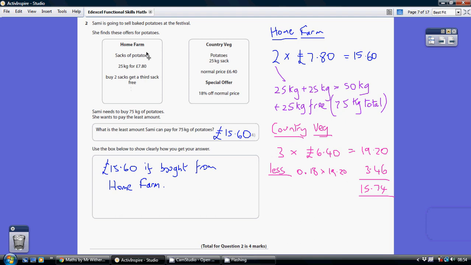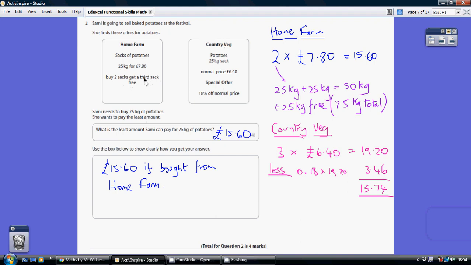So let's start off with Home Farm, which I've done over here in blue. Now, if we buy two sacks, we get a third sack free. So how many kilograms would we have from three sacks? Well, one sack is 25 kilograms. So three sacks would be three lots of 25, which is 75 kilograms, which is what Sammy needs. So we need three sacks.